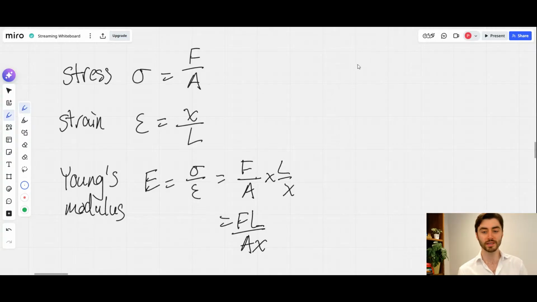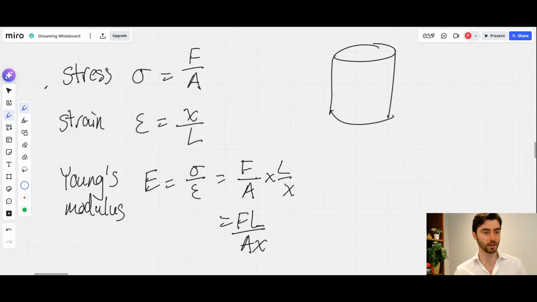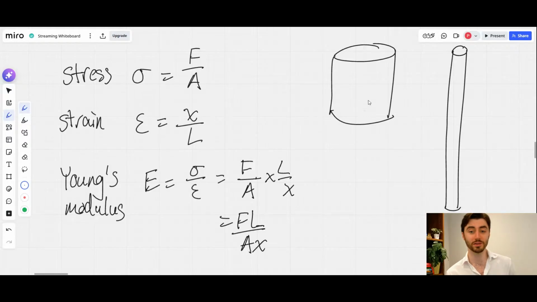So if we have the same material and one of them looks like this and the other one looks like this, yo, what's this? This is material science for A level and IB physics. Although I don't know if it's in the IB syllabus, actually.